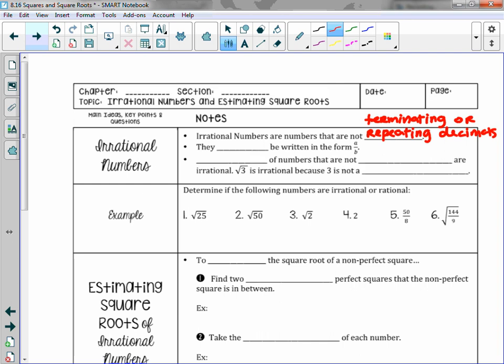1/3 is a repeating decimal, right? What is that repeating decimal? 0.3 repeating, right? You can predict what the 10th number behind the decimal point is, can't you? What is it? 3. The millionth number behind the decimal is a 3. They cannot be written in the form A over B, which just means they can't be written as a fraction.